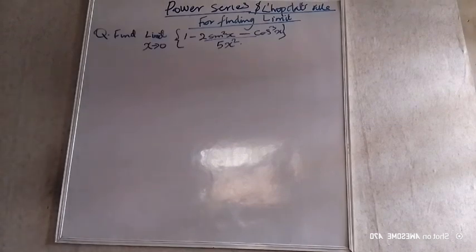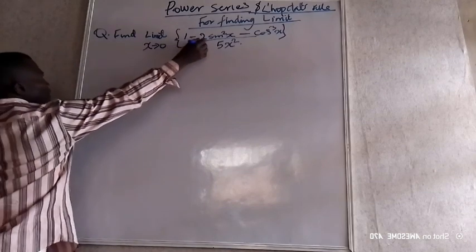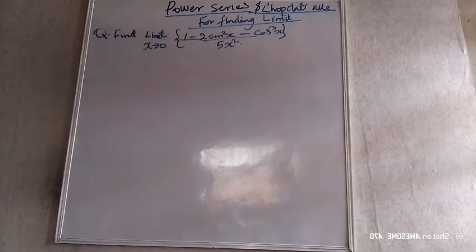Now let's use our knowledge in L'Hopital's rule to solve this question. Find the limit as x tends to 0 of the expression 1 minus 2 sine square x minus cos cube x over 5x squared. I know in L'Hopital's rule, if we realize that the expression is indeterminate, what do we do? We differentiate the numerator and denominator and then insert the limit until we find a value for it. Now let's go.